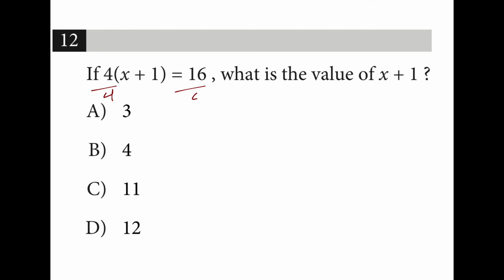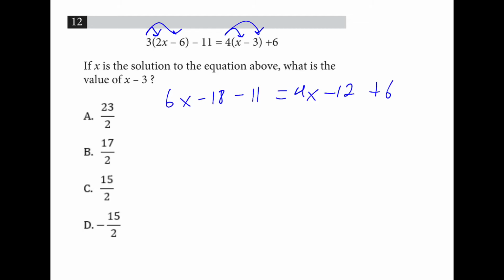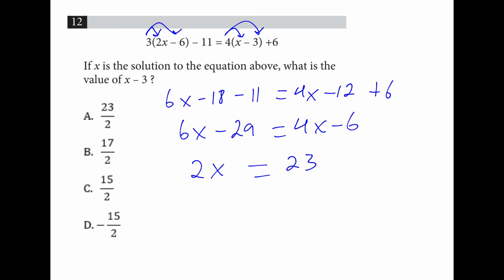If you directly divide by 4 instead of distributing, you'll get that x plus 1 is equal to 4. The first step here is to distribute the 3 and distribute the 4. If I do that correctly with the negatives, and then I combine like terms, I have 6x minus 29 is equal to 4x minus 6. I'll move all the x's to the left, and I'll move all the numbers to the right. This tells me that x is equal to 23 over 2.